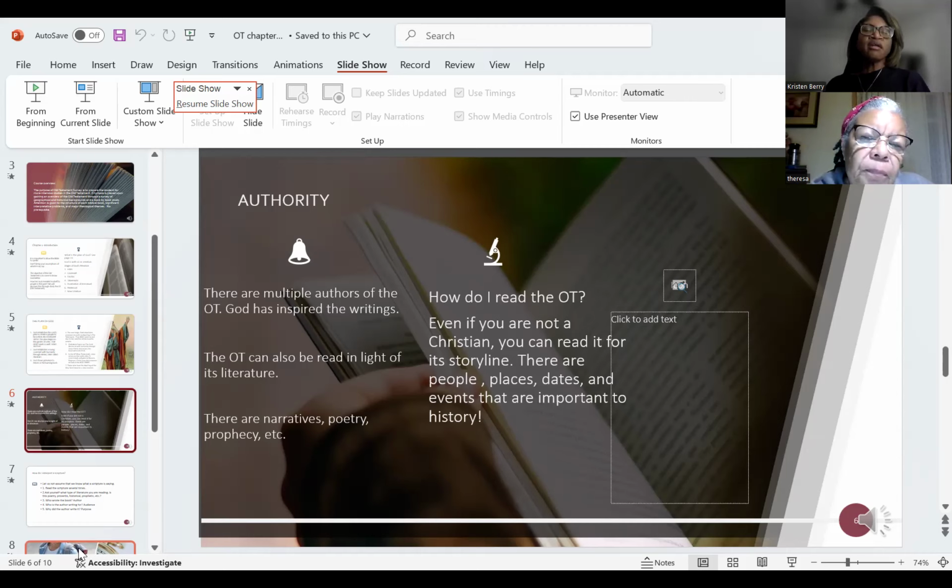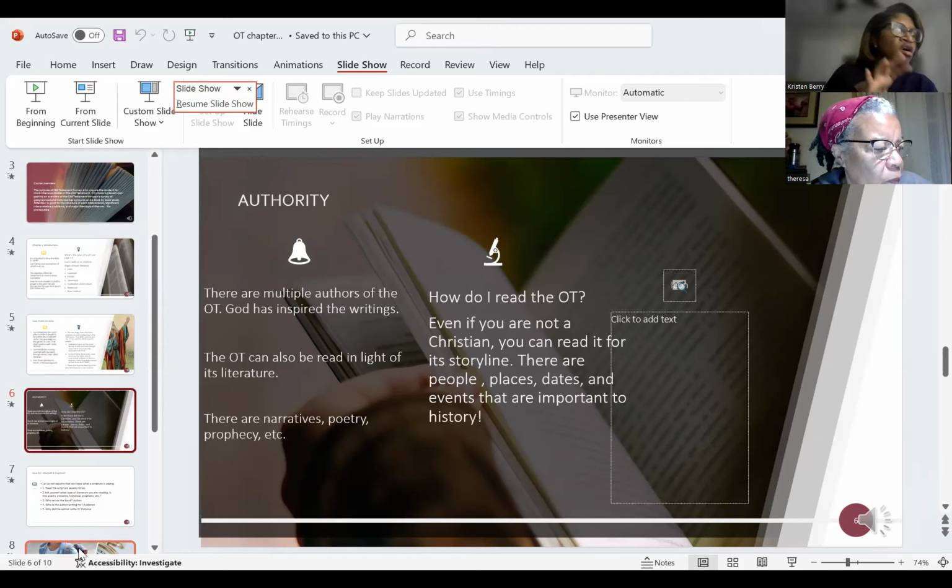Now, one of the things that makes it hard for people to read the Old Testament is, yes, this is an extremely old version to read. There are multiple authors of the Old Testament. And I'm going to tell you now, some, if not most of the books of the Old Testament, there are no original writings that have been found. Scholars have found some originals of the New Testament, but not of Old Testament.